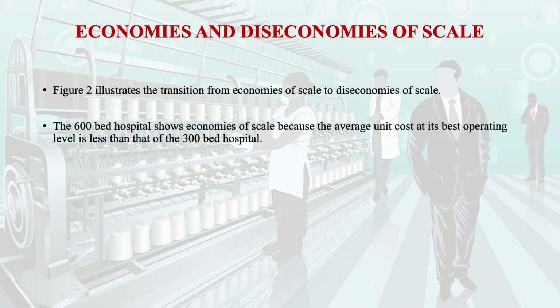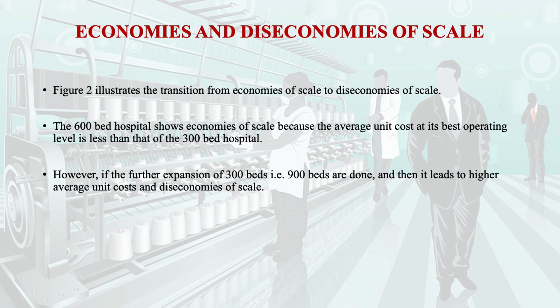The 600 bed hospital shows the economies of scale because the average unit cost at its best operating level is less than that of the 300 bed. However, if further expansion from 300 beds to 900 beds is done, then it leads to higher average unit cost, and that leads to the diseconomy of scale.